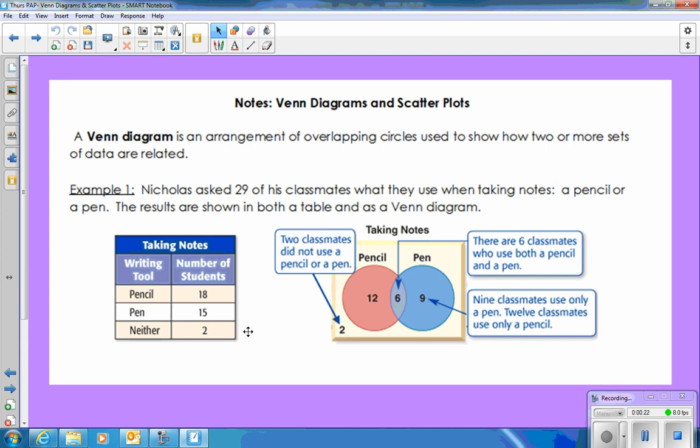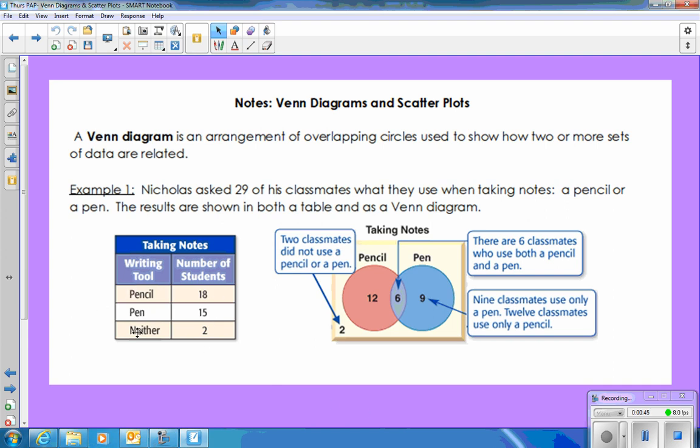So what this information shows is that 18 students replied pencil, 15 students replied pen, 2 replied neither. Now, if you think about that, that is 35 students. He only asked 29. What that's telling us is that some of these students answered that they use a pencil and they use a pen.